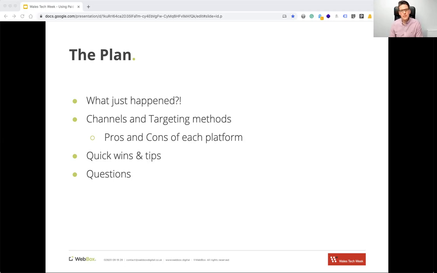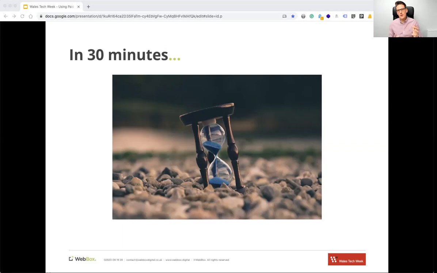I want to then dive into different channels and different targeting methods. So I'm going to give you a bit of a whistle-stop tour of some of the main pay-per-click channels and look at the pros and cons of each one. We're then going to look at some quick wins and tips, so we're going to leave you with something you can implement in your PPC campaign today if you're running one already. And then at the end, we'll make some time for questions. So please don't be shy. Feel free to send those questions in at any point, and we'll do our best to answer them. I'm going to try and do all this in roughly half an hour or so, fingers crossed.